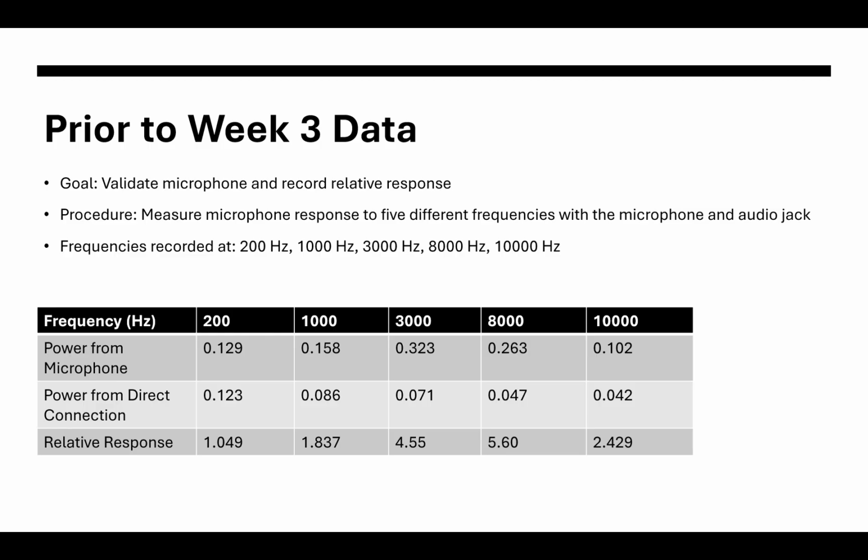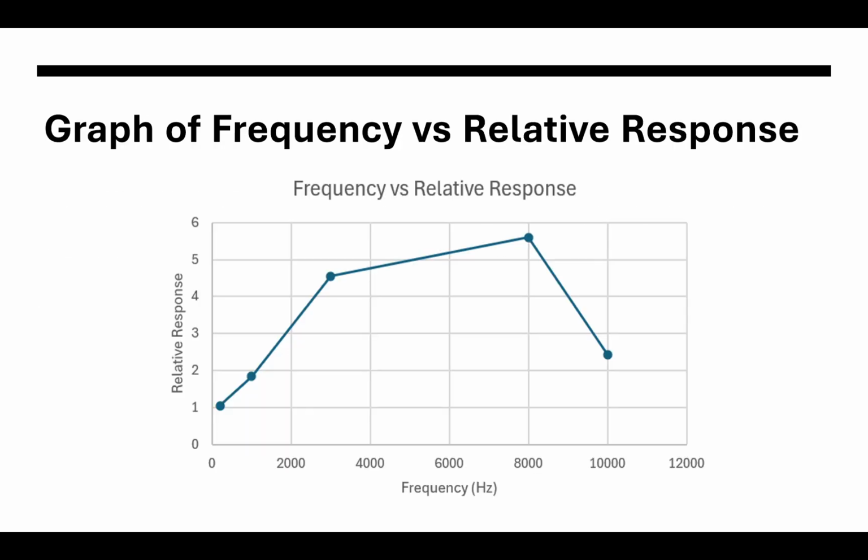Below is a table that includes the frequency numbers, the power from the microphone, the power from the direct connection, and the relative response, which is equal to the power from the microphone divided by the power from the direct connection. As you can see, the relative response starts low and increases as the frequency increases until you get to a maximum frequency amount where it starts to drop off. Below is a graph of the relative response versus the frequency, where you can see the trend I just talked about, where the relative response increases with frequency until a rapid drop-off.